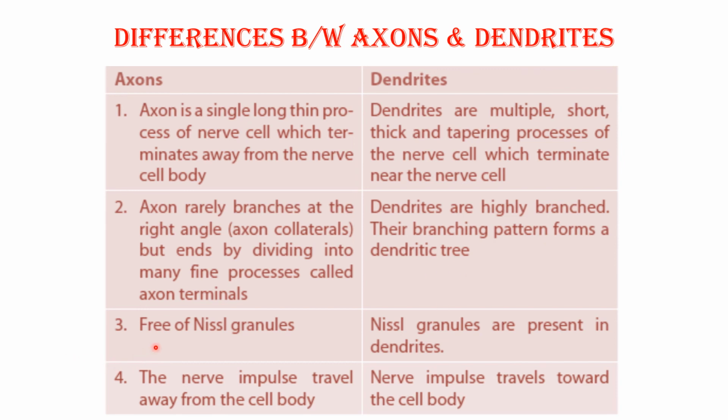And axons are devoid of Nissl granules, while Nissl granules are present in dendrites. And in the axon the nerve impulse travels away from the cell body, and in dendrites the nerve impulse travels towards the cell body.